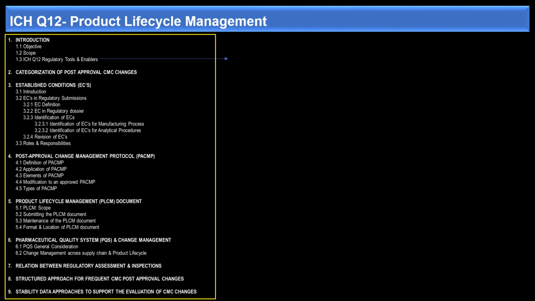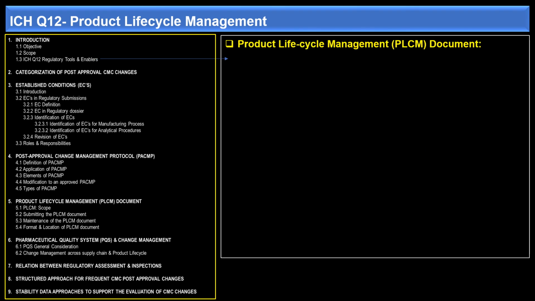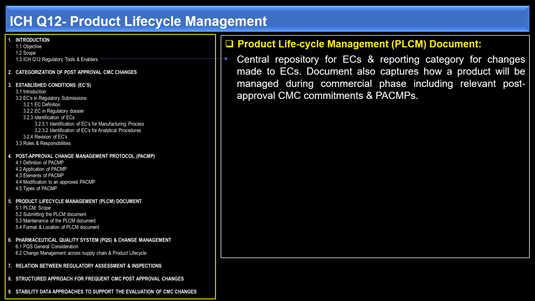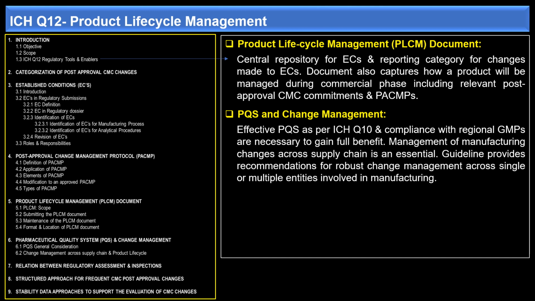Continuing with the regulatory tools and enablers, it defines the Product Lifecycle Management Document. It is a central repository for the established conditions and reporting category for changes made to the ECs. The document also captures how a product will be managed during the commercial phase, including relevant post-approval CMC commitments and the post-approval change management protocols.